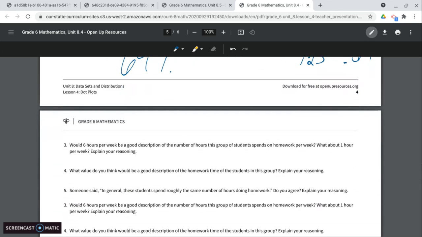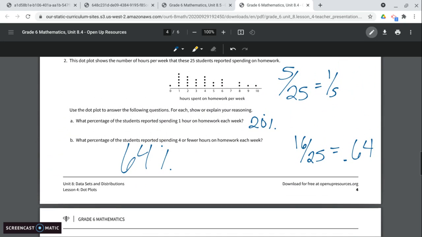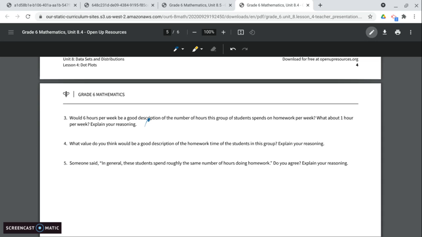All right. For 3, would 6 hours per week be a good description of the number of hours this group of students spends on homework per week? What about 1 hour per week? Explain. So if we look at this, do a lot of students spend 6 hours on homework? No, not really. I mean, there's 3 people who spend 6 hours. There's a few who spend more, but most of them are spending less than that. So 6 would not be good. It's nowhere close.